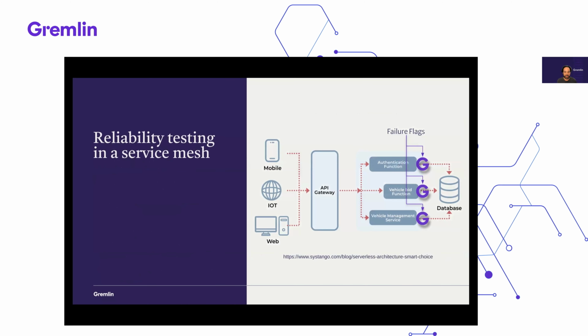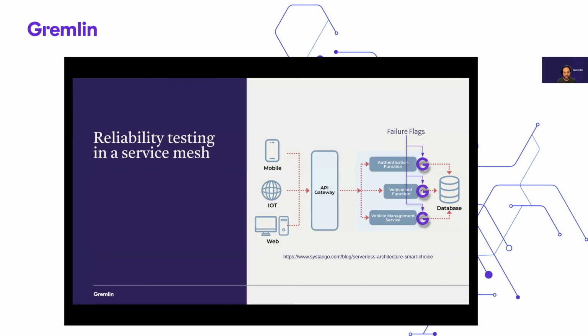So speaking of which, what does reliability testing on a service mesh look like? Most of you are probably familiar with experiments and scenarios in Gremlin. Those are for running tests on systems like hosts, containers, Kubernetes, things like that, real infrastructure level tests. But we also offer a different level of testing that happens not just on the system level, but on the application level. And we call that failure flags.